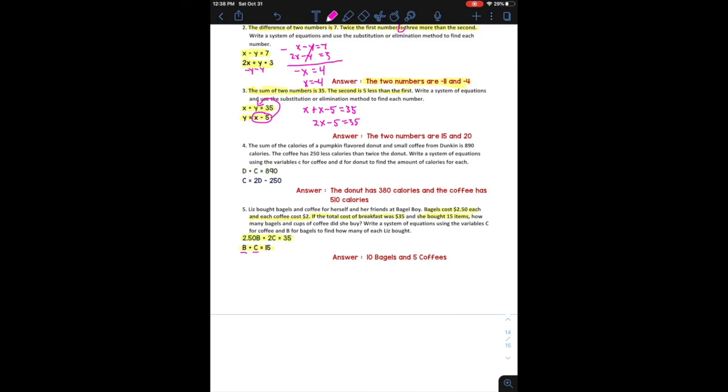This one might have needed a little bit of calculator work only because it had $2.50 for the price of the bagels, which is fine. In the end, you should get 10 bagels and 5 coffees.